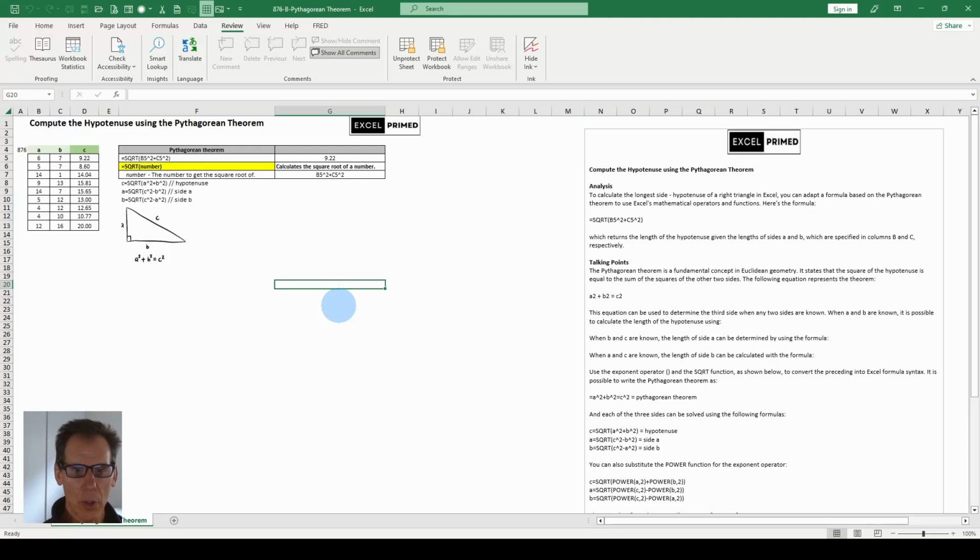We're not going to get into geometry. This is just a quick overview if by chance you have to compute the Pythagorean Theorem.